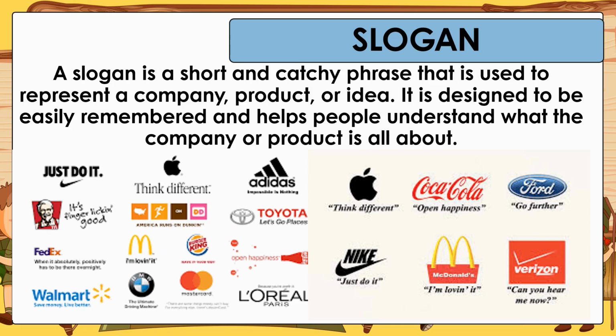We also have slogan. A slogan is a short and catchy phrase that is used to represent a company, product, or idea. It is designed to be easily remembered and helps people understand what the company or product is all about. We have McDonald's, I'm loving it, is their slogan. Coca-Cola, open happiness, is their slogan. Next, we have Nike with just do it, Ford with go further.